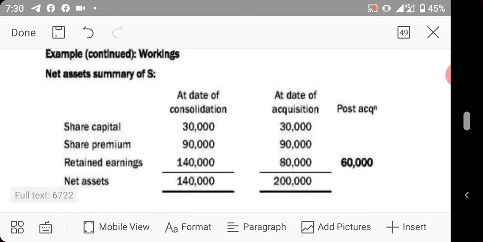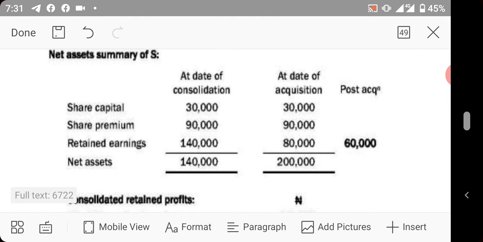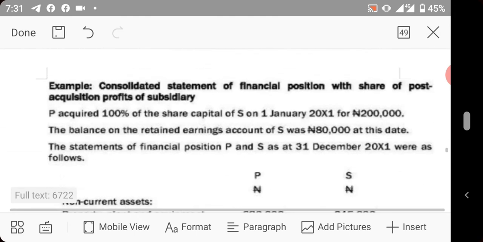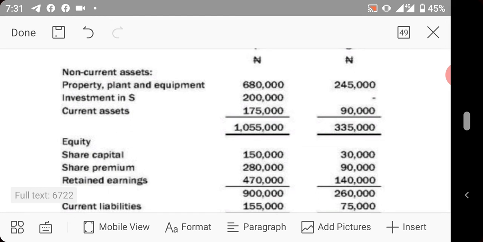This is the workings. The first thing you prepare is net asset summary. Net asset summary is actually a working that we do to ascertain the net assets of the subsidiary at date of acquisition and date of consolidation. Now, date of consolidation is 31st December 20X1. Date of acquisition is 1st January 20X1. So the share capital, which is given in the question, is 30,000 naira, will be the same at both dates. The share premium, which is 90,000, will be the same at both dates.